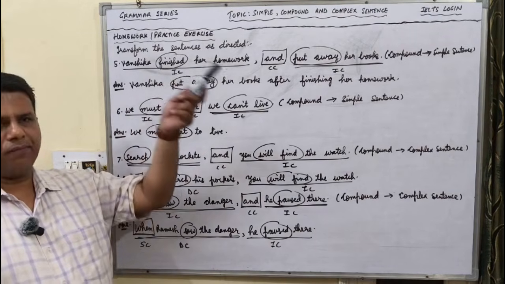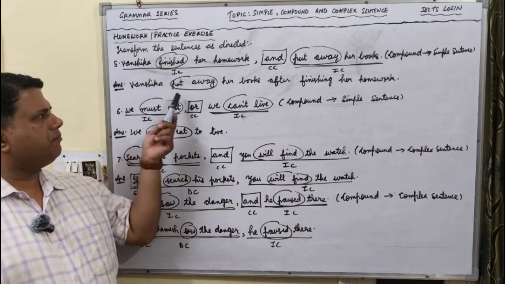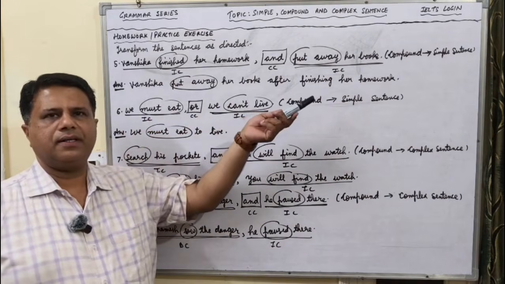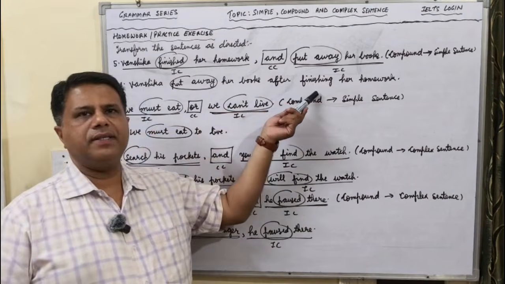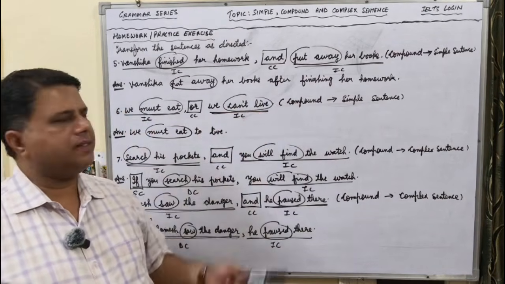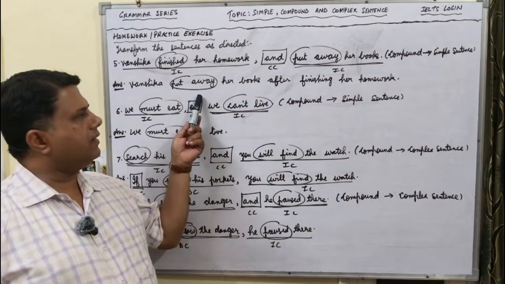Vanshika finished her homework and put away her books. Vanshika put away her books after finishing her homework. So after finishing is gerund here. So obviously there is only one finite verb, only one tense element.